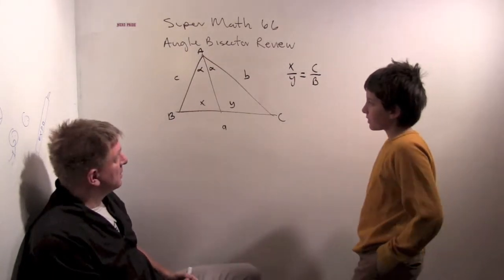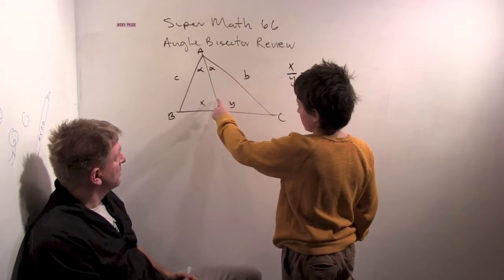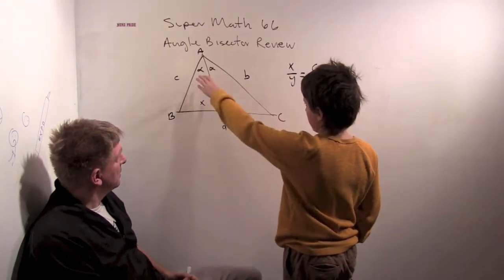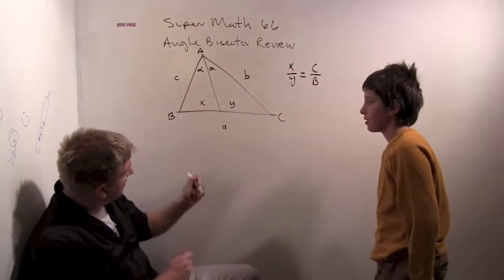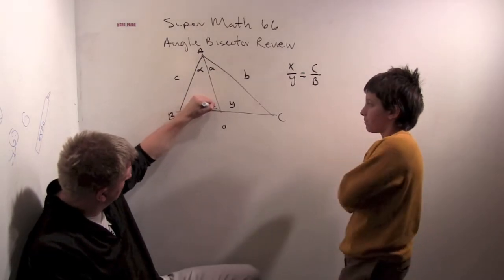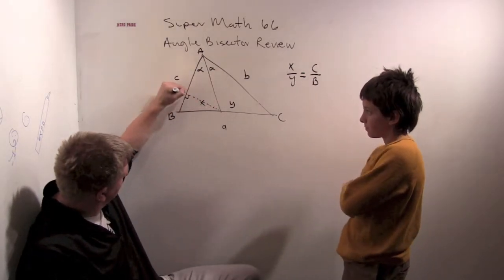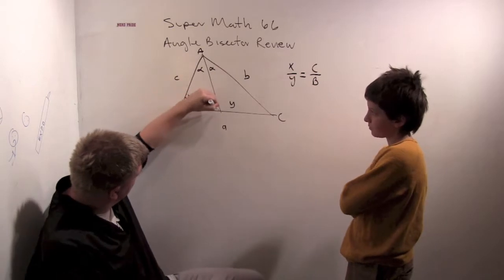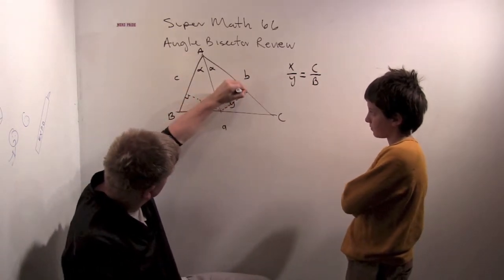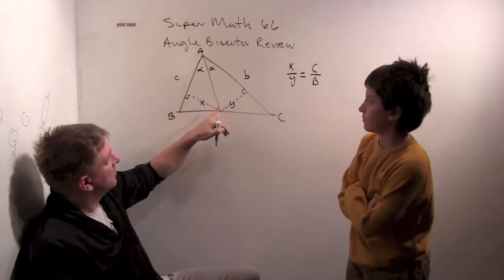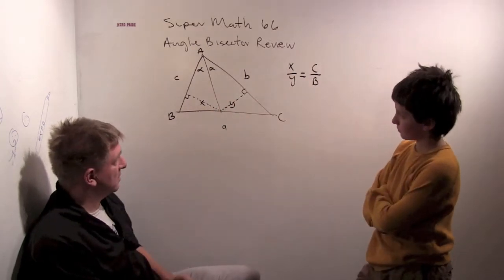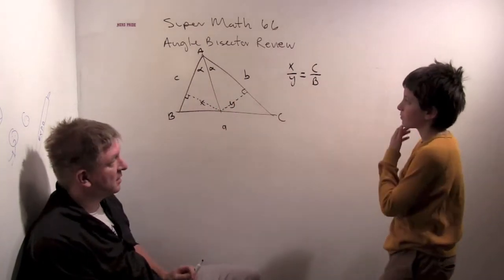Well, the angle bisector is the same distance away from this side, AB, as it is from AC. Okay, very good. That is an important thing to remember. The angle bisector, when I drop a perpendicular from this point, is the same distance away. So those two distances are the same. So how did that come into play in this proof?